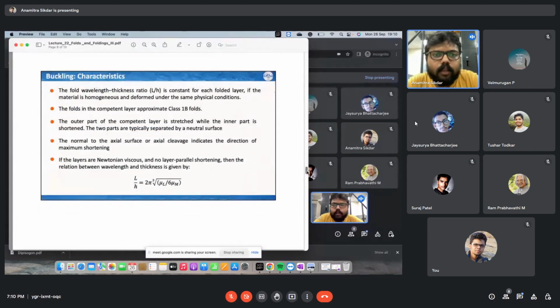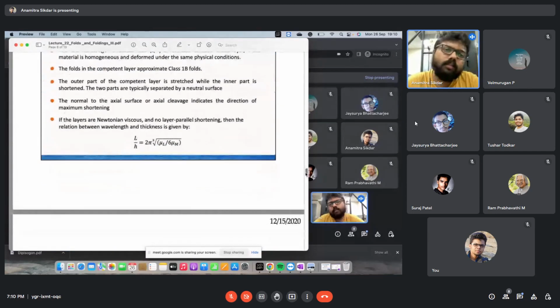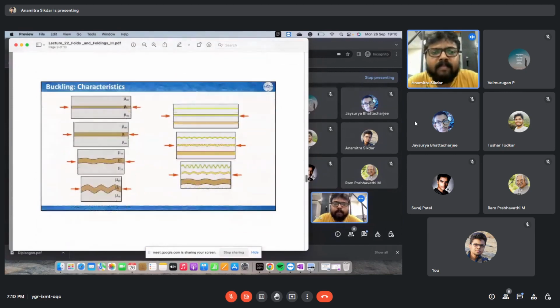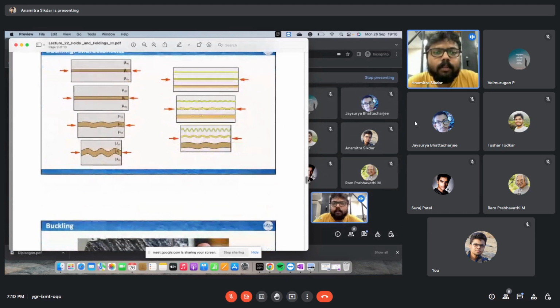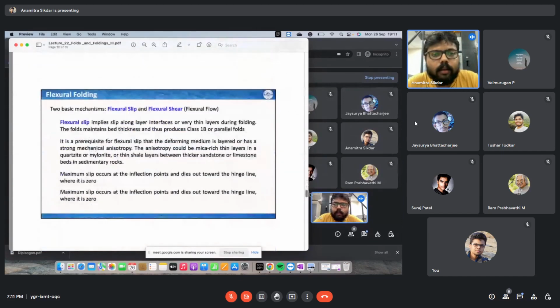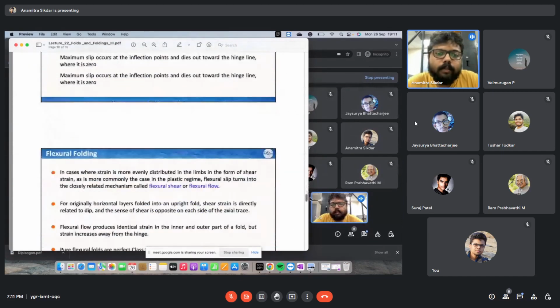So depending on the buckling, you have different equations. These are derived from the Navier-Stokes equation, I guess. If you want, I can supply material for these equations, but you don't need these at the undergraduate level, right? Depending on the viscosity contrast, you get different kinds of wavelengths. It is shown here.